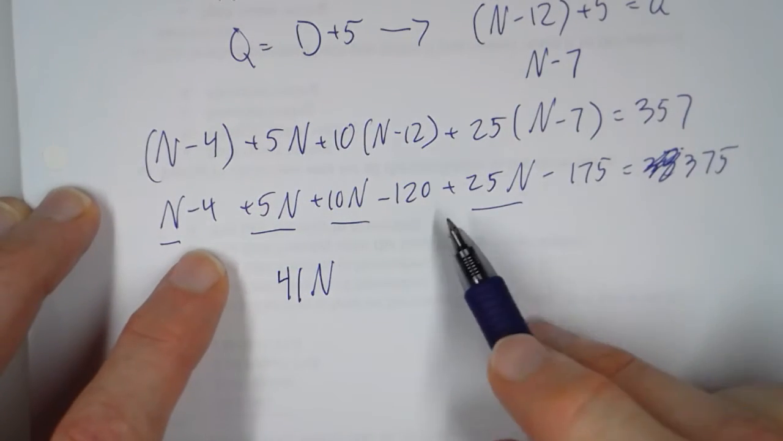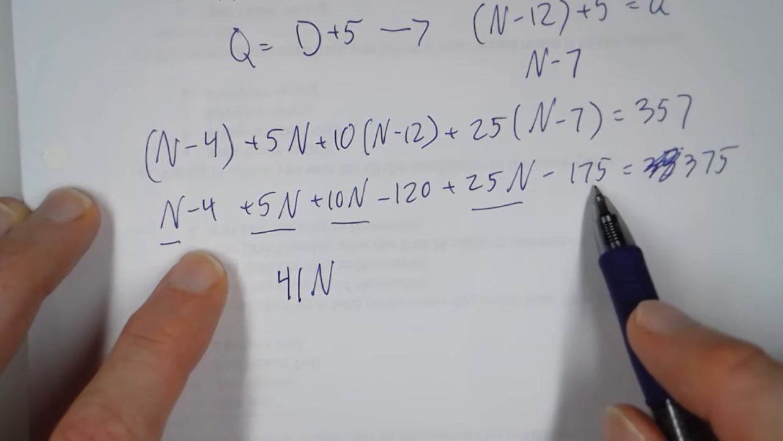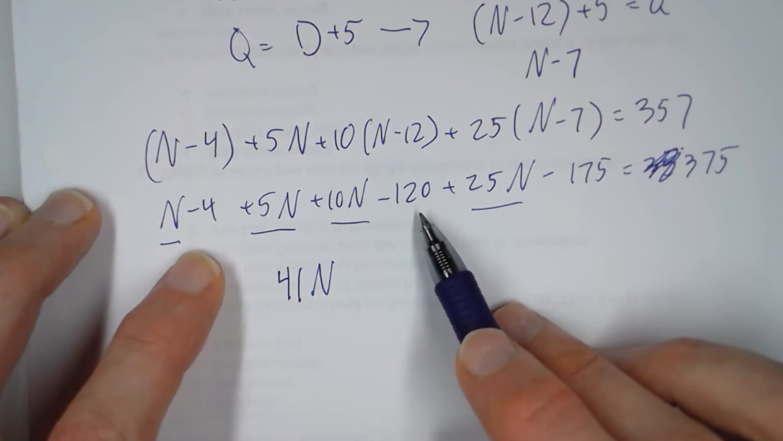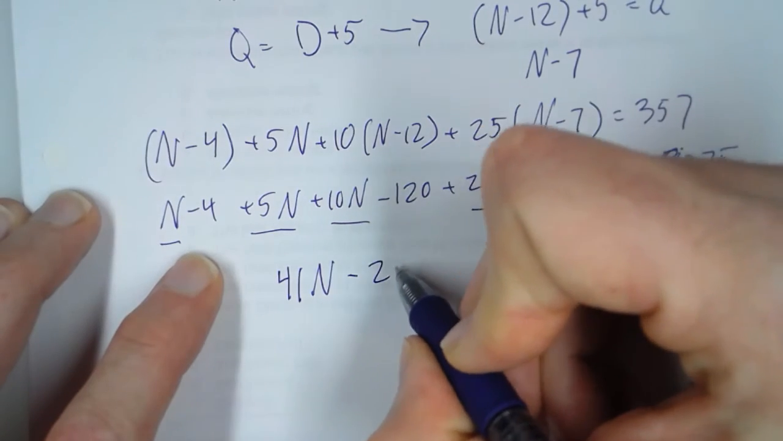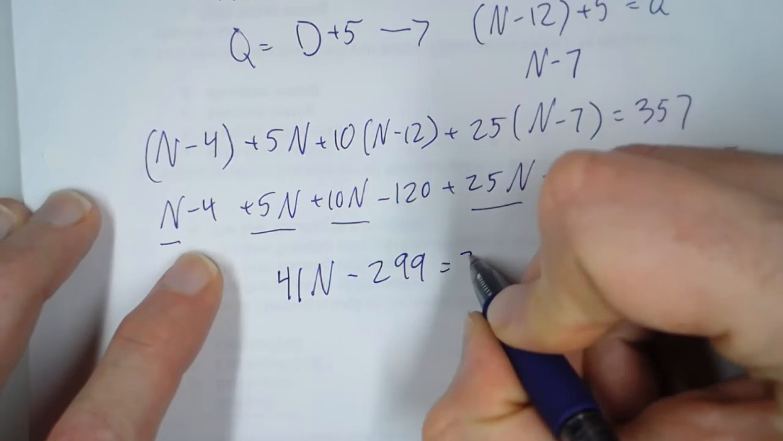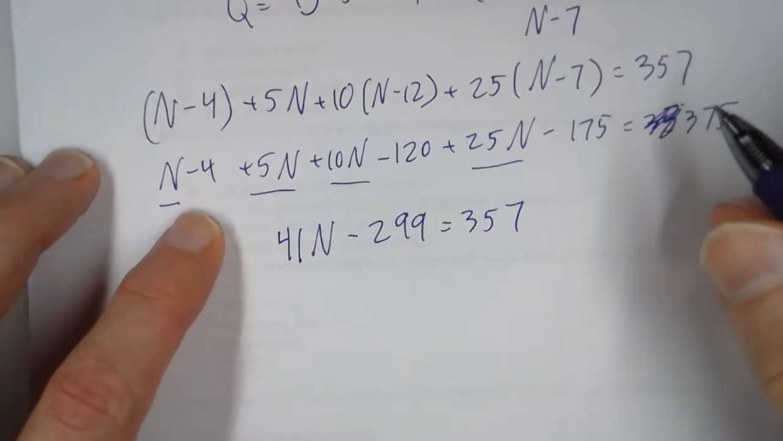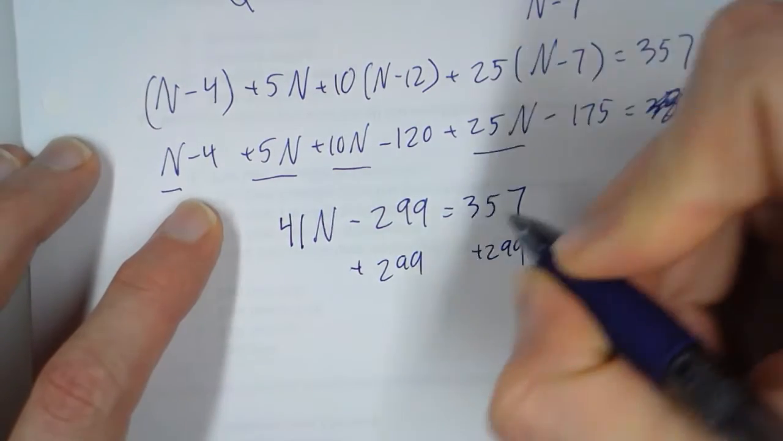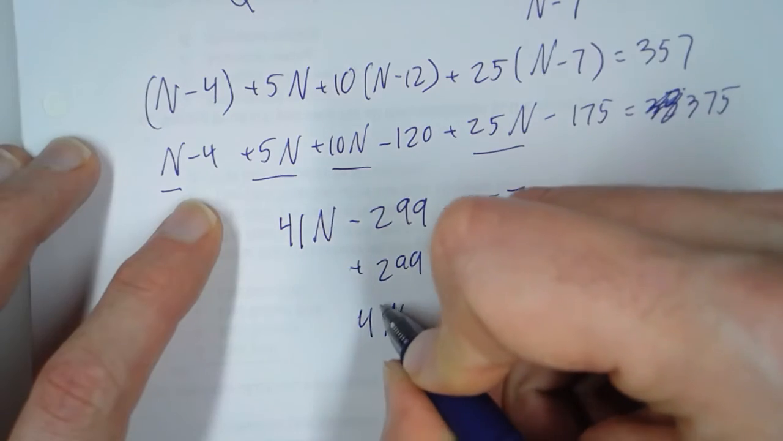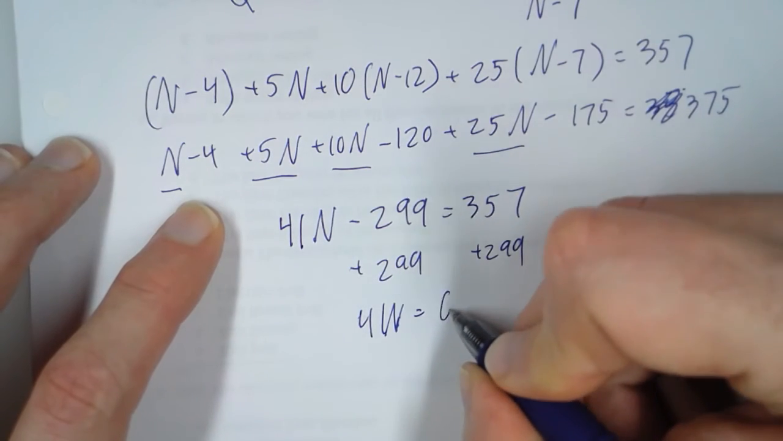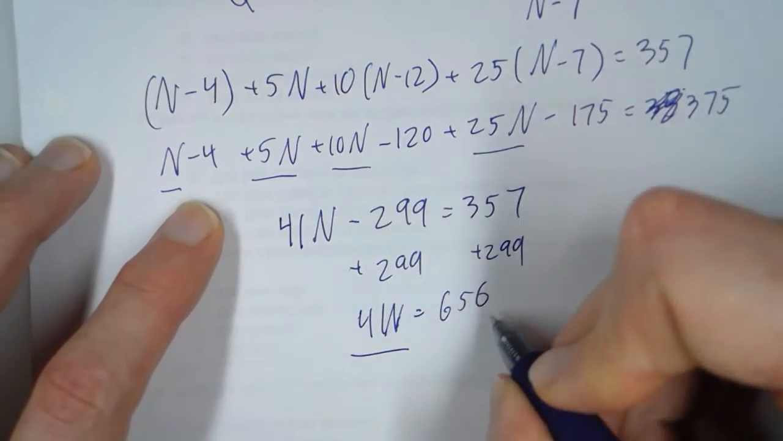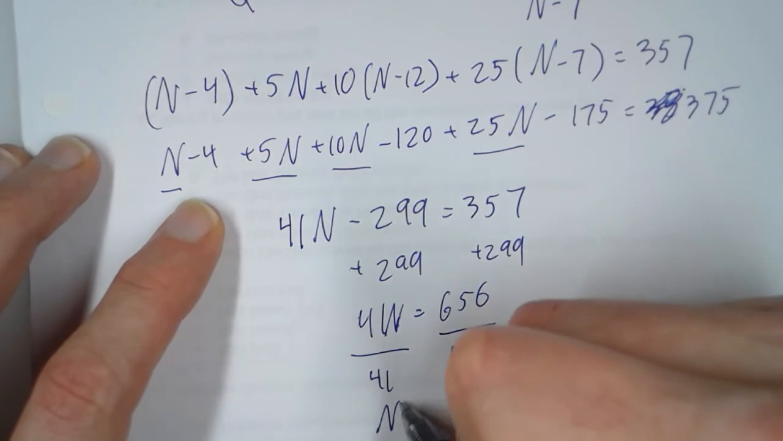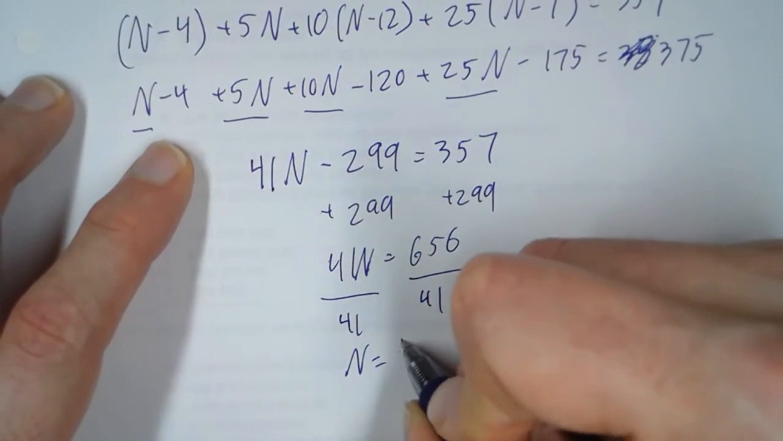So then we have these 4 constants: negative 175, negative 120, negative 295, minus 4 is minus 299, and that equals 357. So we'll add 299 to both sides. So 41n equals 656. And when we divide that by 41, we get n equal to 16.